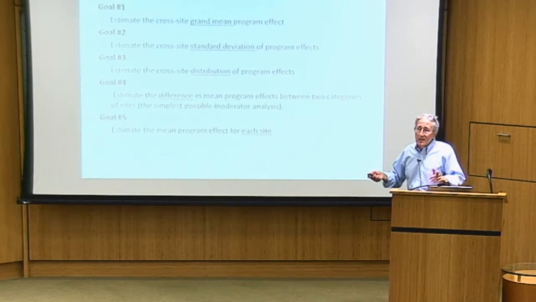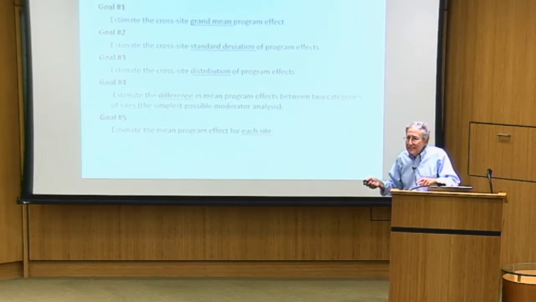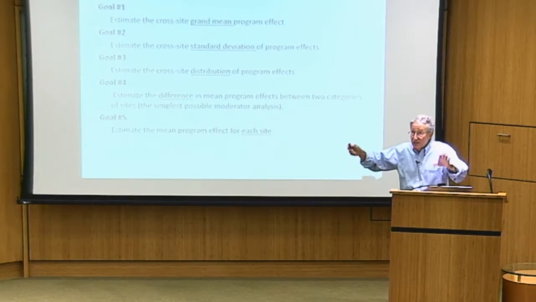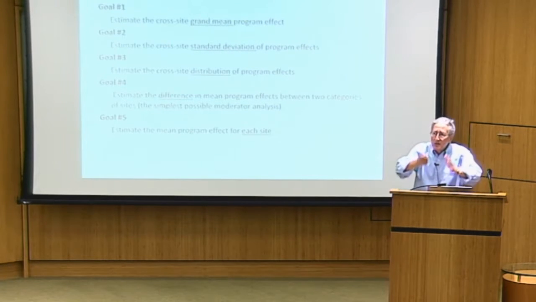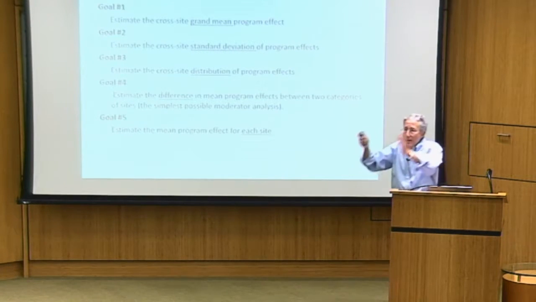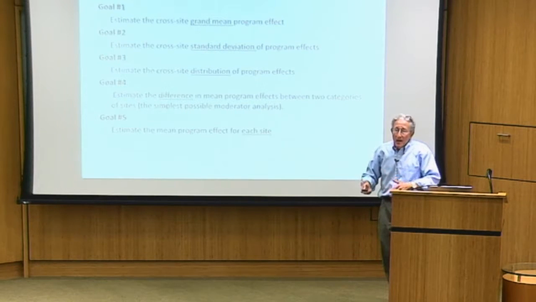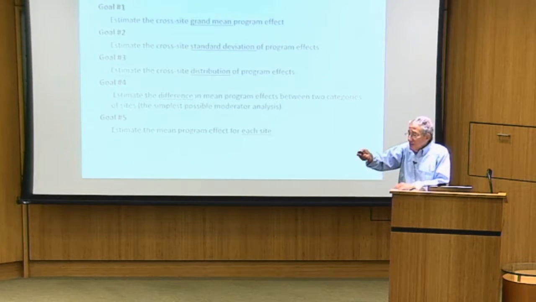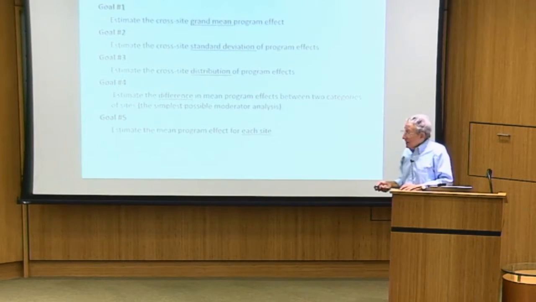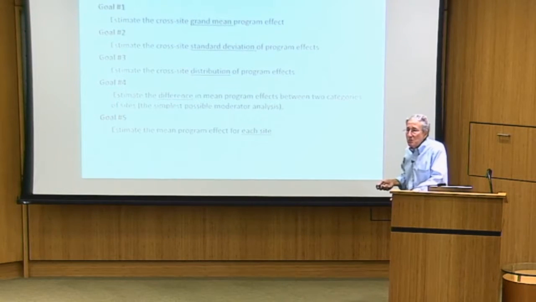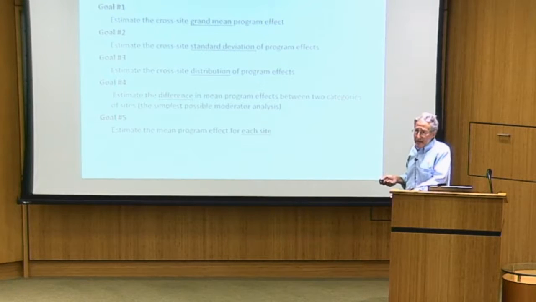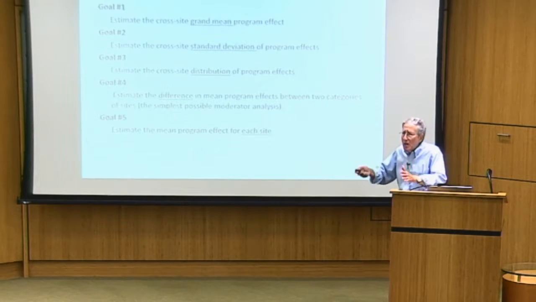Now that is the simplest possible site-level moderator analysis, like rural sites versus urban sites. And what's the difference in the mean impact for rural sites and urban sites? And we'll talk a little bit about the power for that too. Those are the simplest possible parameters you might want to be estimating from a cross-site distribution of intervention effects.